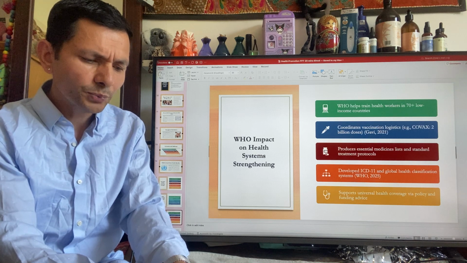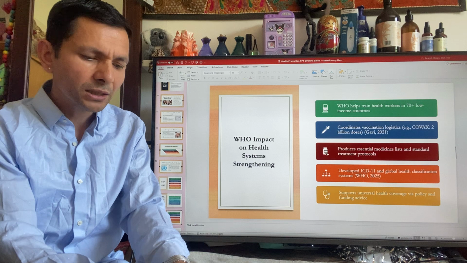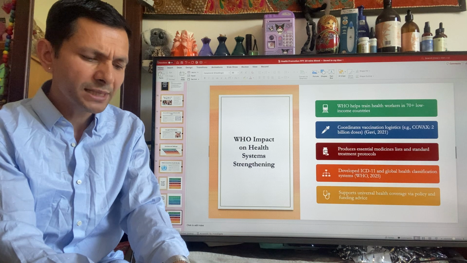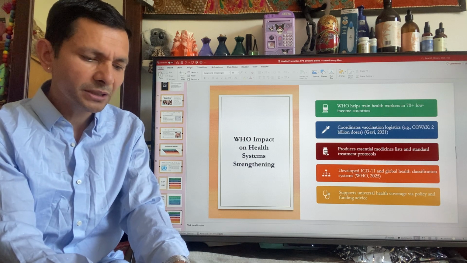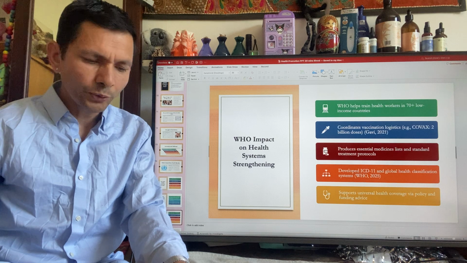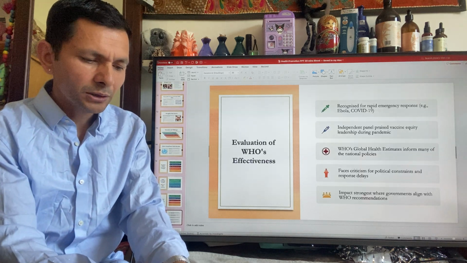WHO also produces global standards such as the Essential Medicines List and the International Classification of Diseases, currently in its 11th edition. These tools guide clinical practice and data reporting across the world. In addition, WHO provides strategic advice on achieving universal health coverage through policy development, budgeting, and system evaluation.